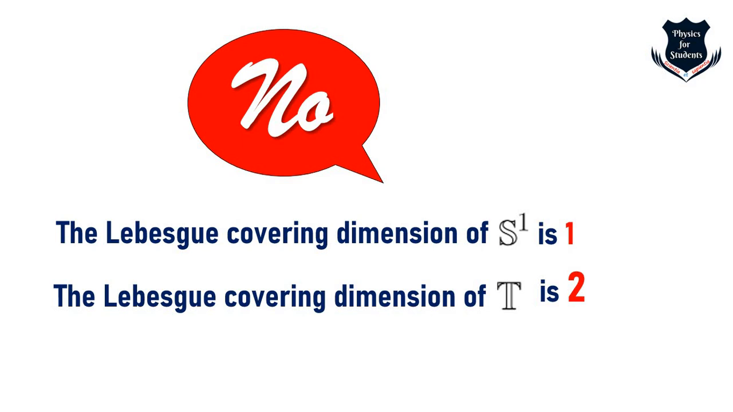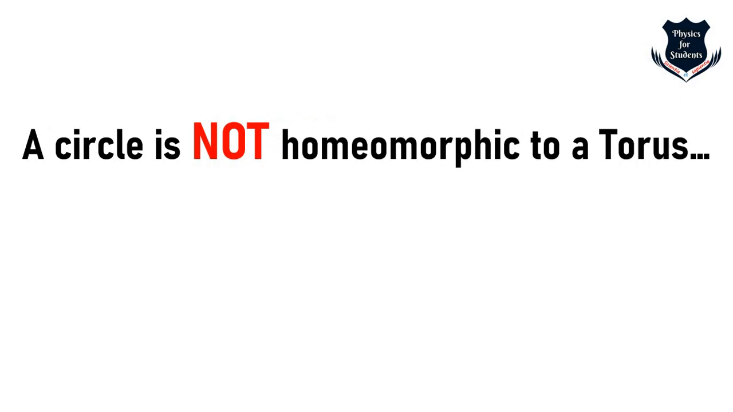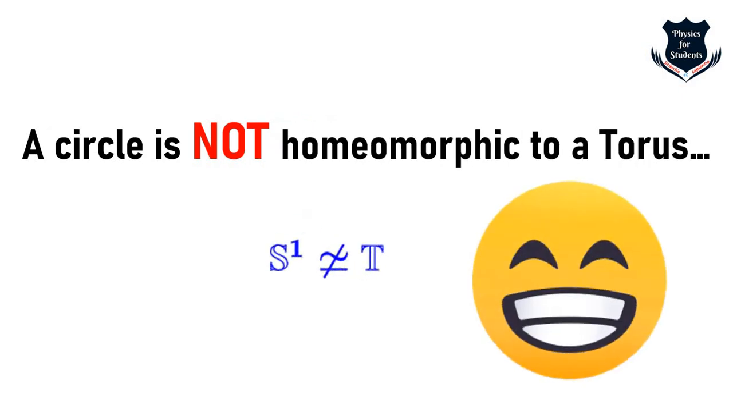I mean to say, what is Lebesgue covering dimension, what is a product which would stay invariant with the change in the function, and how the Lebesgue covering dimension of the circle and the torus are different. So now what we can say is this: a circle is not homeomorphic to a torus, and we write it in this way.